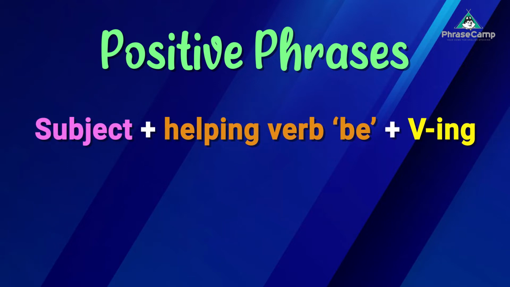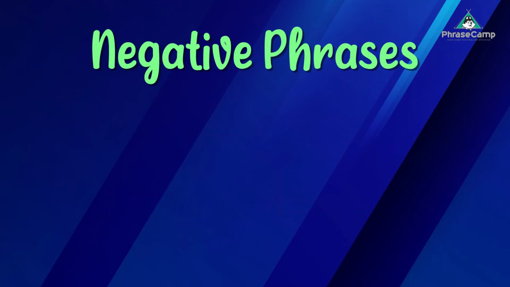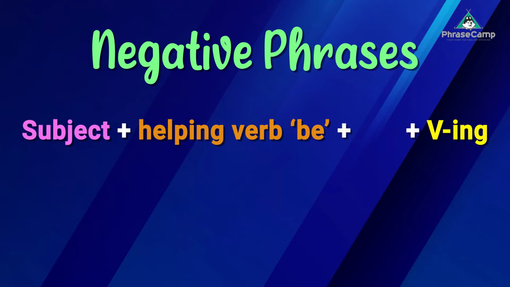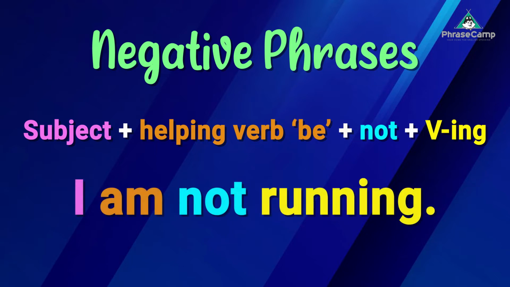Subject, for instance, I, you, he, plus a helping verb of be, for instance, am, are, and is, plus a verb that ends in ing. For example, I am running. To make a negative present continuous sentence, it's exactly the same as a positive present continuous, but we only need to add not in between the helping verb be and the verb ing. For instance, I am not running.